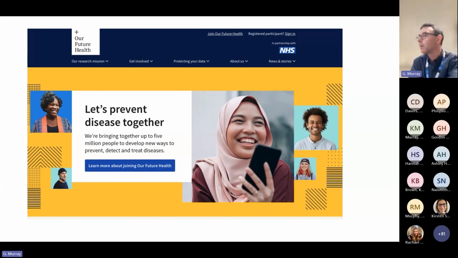Some people might be suspicious or skeptical that genomics or omics will ever deliver improvements in healthcare, and I understand that. It is a real focus of the government, though. I mean, this is Our Future Health. If you haven't seen it, there are 5 million people being genotyped as part of Our Future Health. It's working towards just under a tenth of the population.